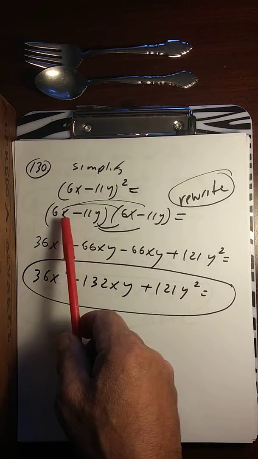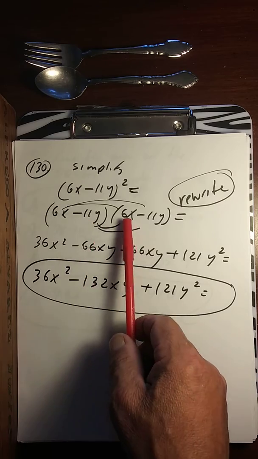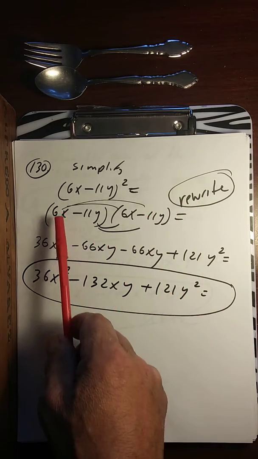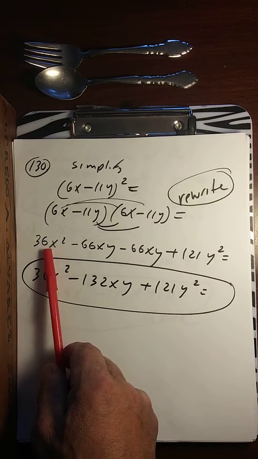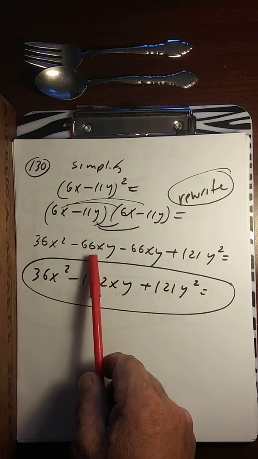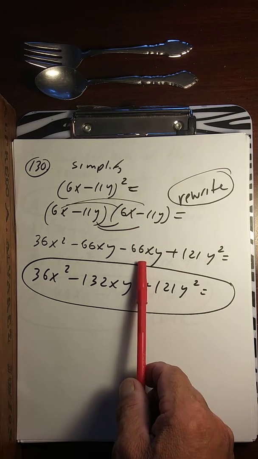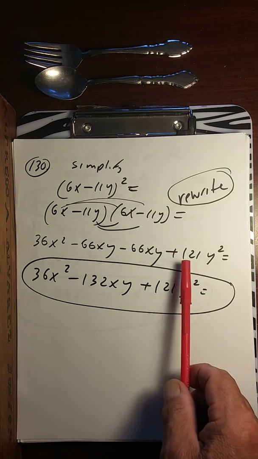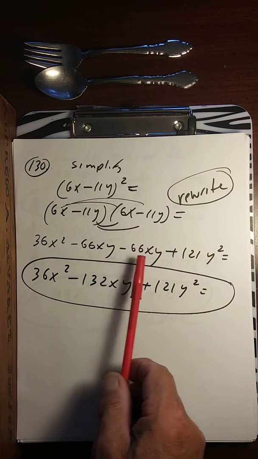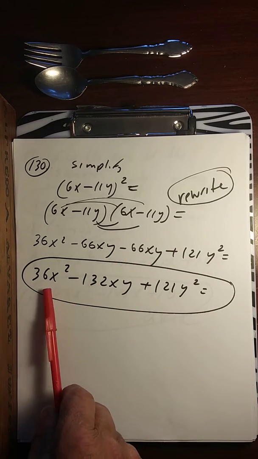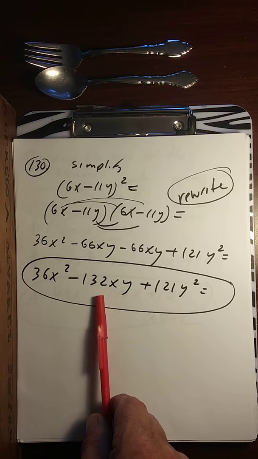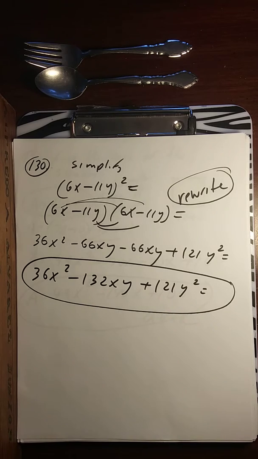Same thing, rewrite it, 6x minus 11y, 6x minus 11y, so ready? That times that is 36x squared, that one times that one is minus 66xy, and minus 66xy, and that times that is 121y squared. The negative and negative, put them together, add them up. 36x squared minus 132xy plus 121y squared.